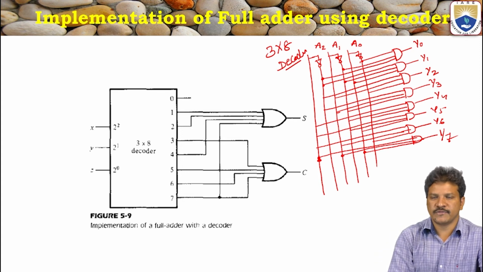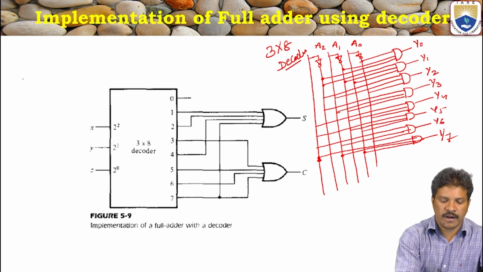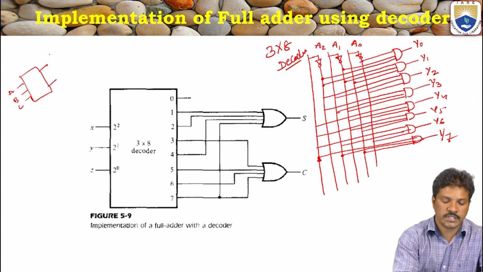We know what a full adder is. The full adder is a combinational circuit. It has 3 inputs, A, B, C, and 2 outputs, sum and carry. What is the expression for sum? A XOR B XOR C. And what is the expression for carry? AB plus BC plus CA.